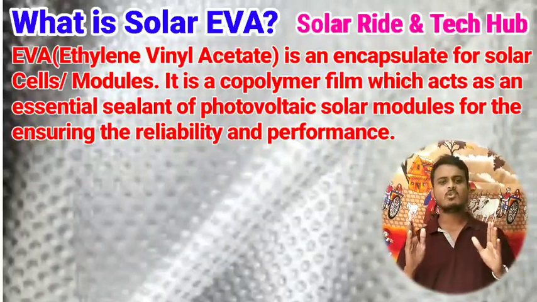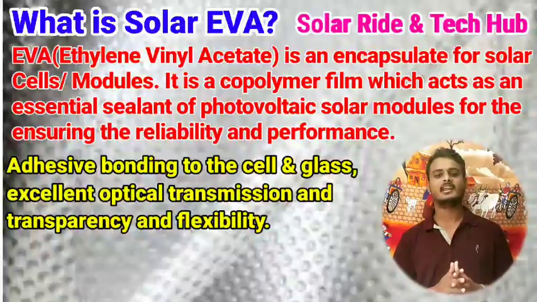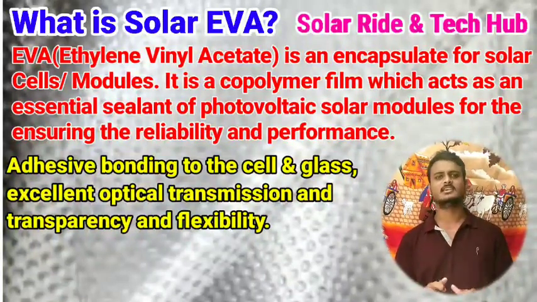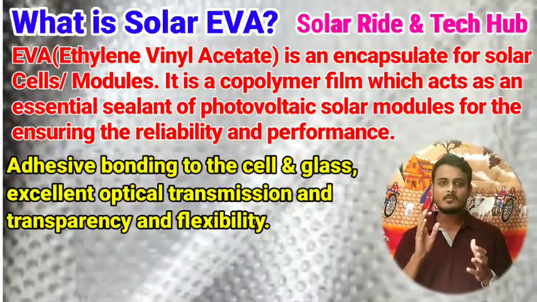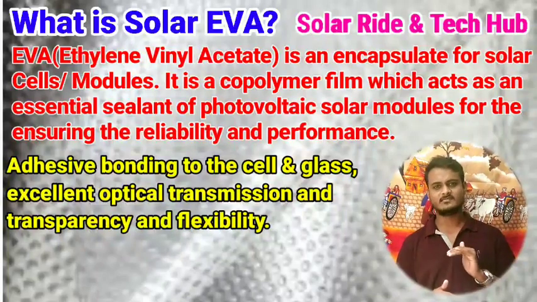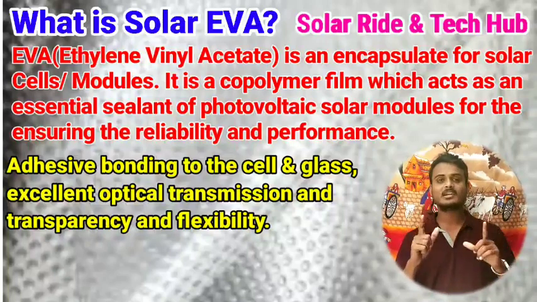Next, adhesive bonding to the cells and glass, excellent optical transmission, transparency and flexibility. Another major use in the solar module is adhesive bonding to the cells as well as the glass side, and next the back side also. It means the back sheet side. And next, excellent optical transmittance.